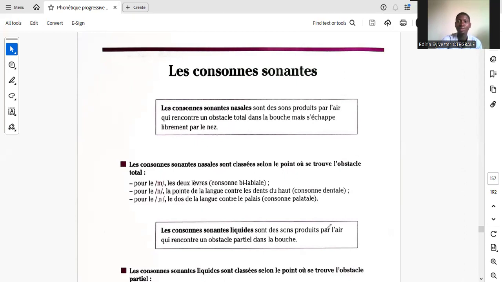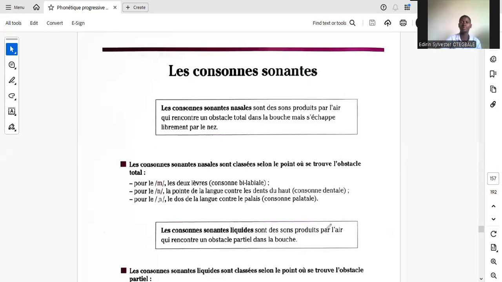Nasal sounds, nasal consonants, les consonnes sonnantes nasales, we produce them with a total blockage of air from the mouth and a free passage of air through the nostrils. You can do this test by just closing your nose. You cannot pronounce these three sounds. It will not work. It will not come out. But if I say M, N, N, the air comes out from the nose while the air is blocked at the mouth. Three of them exist in French.